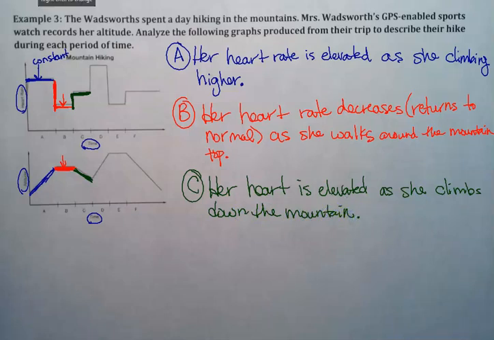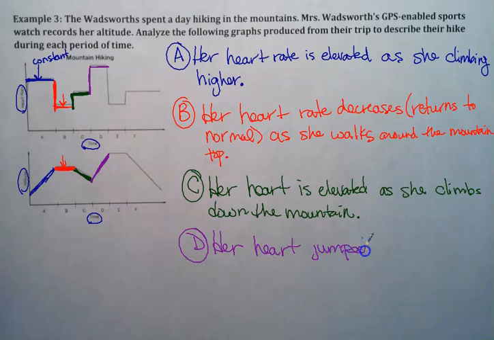Awesome. Okay, then let's look at D next. Oh man, her heart rate really went up, higher than the first one even. And let's take a look at her altitude. My goodness. Her altitude has increased again there. So what's happening? Her heart rate has jumped. We could say raised, whatever. Her heart rate jumped as she climbed.